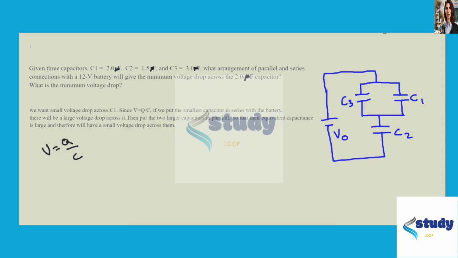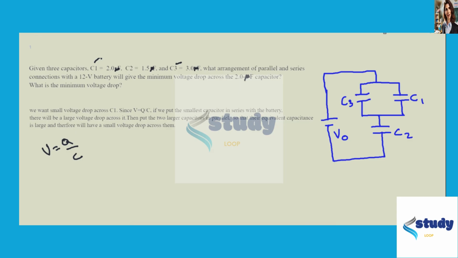Now, since we want the minimum voltage drop across C1, we can make the denominator bigger so that we get the minimum voltage drop. To do so, we need to put C1 parallel to C3. C3 is the highest, and C1 is the second highest capacitor among the three. That's why we are putting these two in parallel, so that we get the highest value in the denominator, and that will give us the minimum voltage drop.